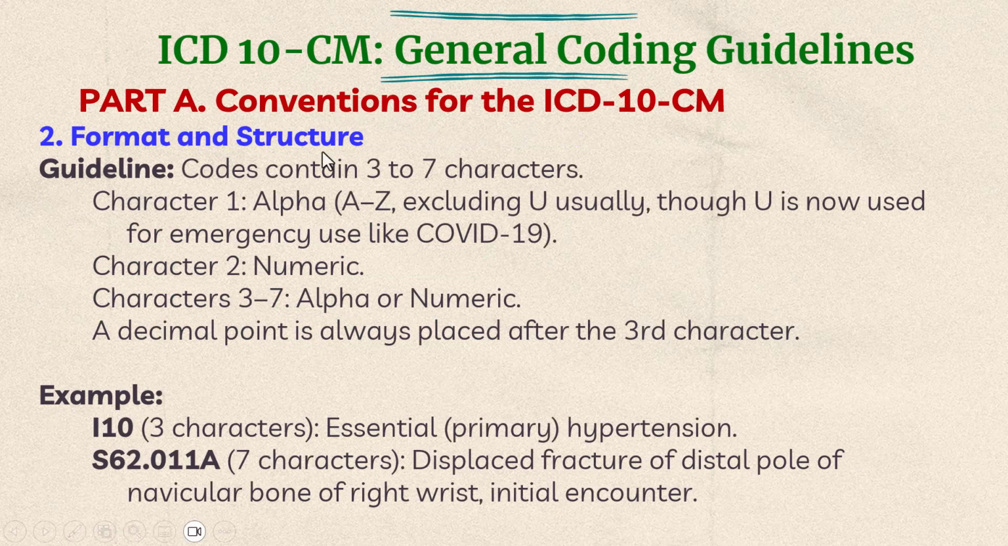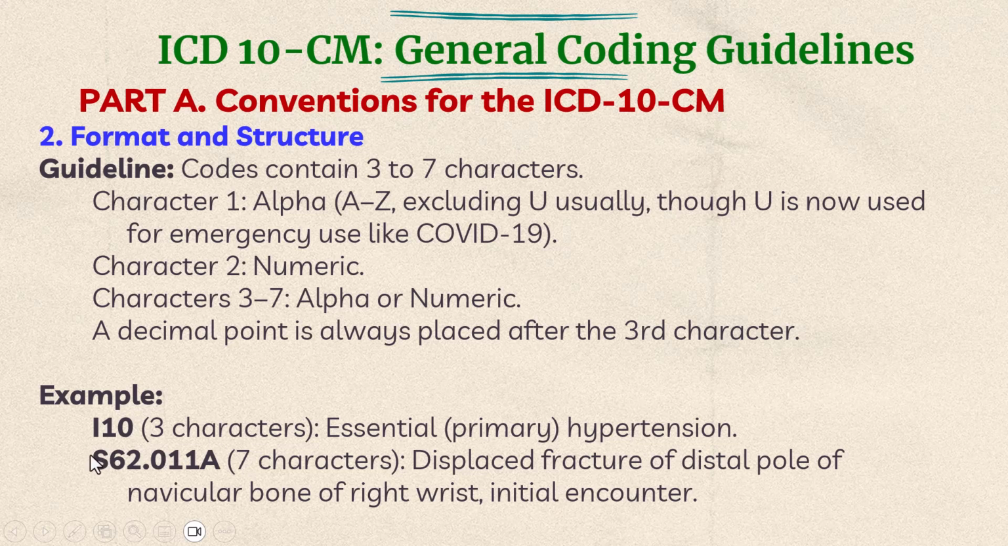ICD-10-CM codes contain 3 to 7 characters. Usually the first character is an alpha character, that is A to Z, excluding U usually. U is now used for emergency use like COVID-19. The second character is numeric, and characters 3 to 7 are alpha or numeric. A decimal point is always placed after the third character. If you are fluent with ICD-10 codes, you will understand what this means. For example, I10 is a 3 character code. It's for essential, that is primary hypertension.